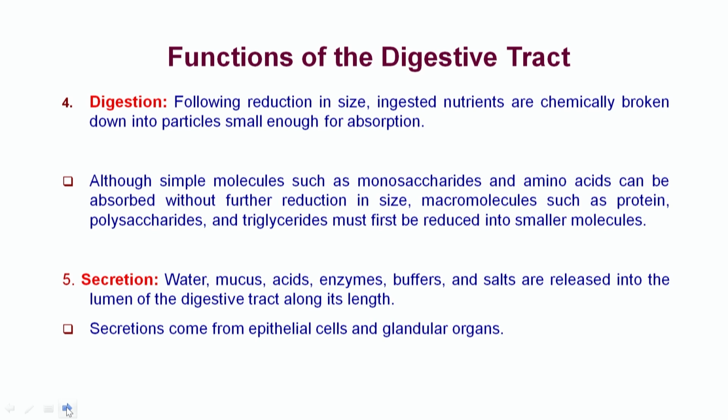And then secretion. Water, mucus, acid, enzymes, buffers and salts are released into the lumen of the digestive tract along its length. Secretion comes from the epithelial cells and the glandular organs. The secretions being added into the digestive tract mainly come from the epithelial cells and the different glandular organs.